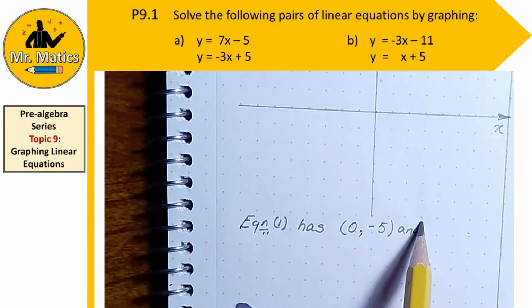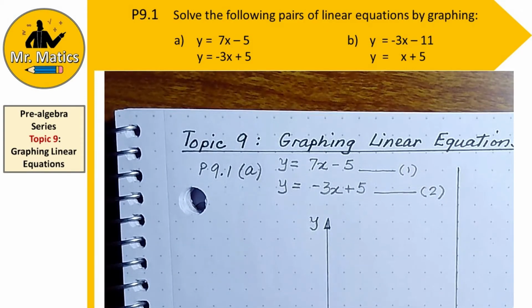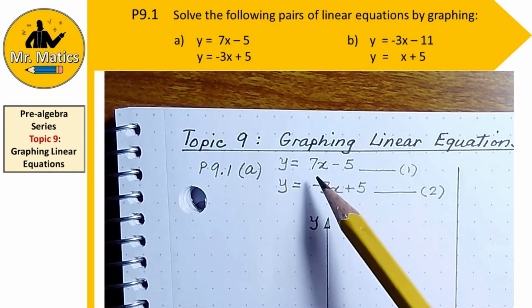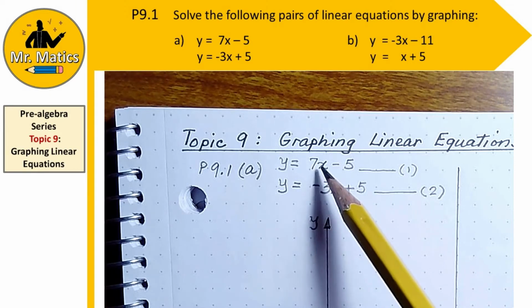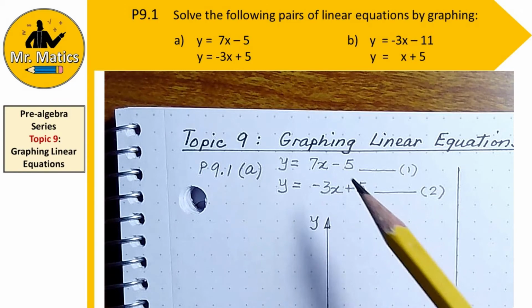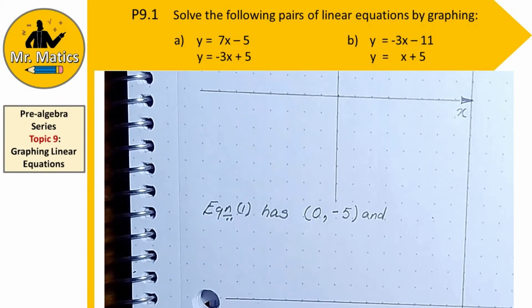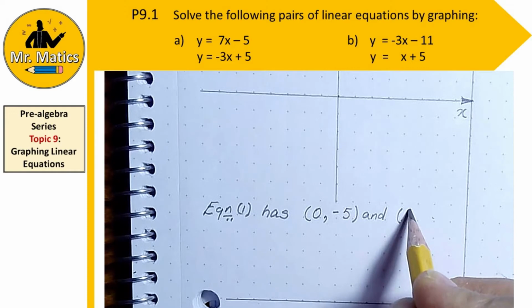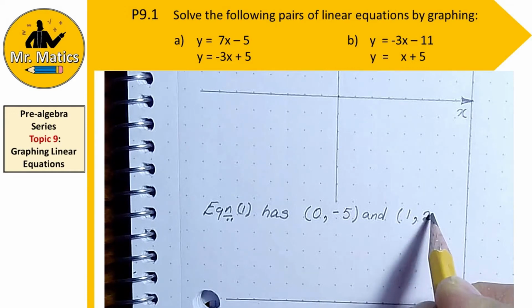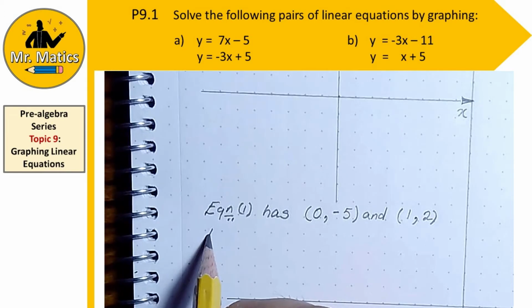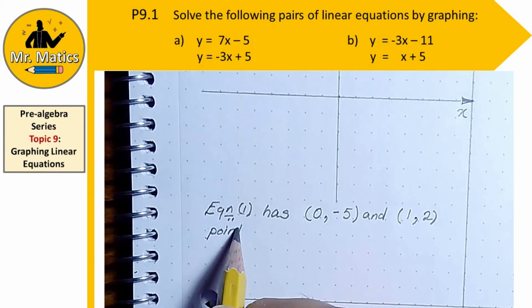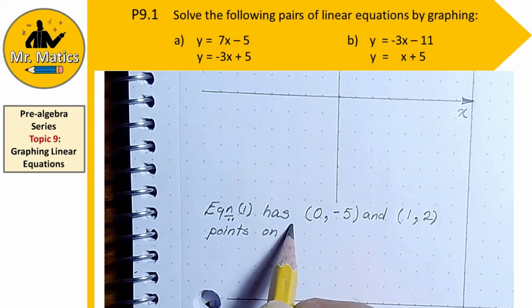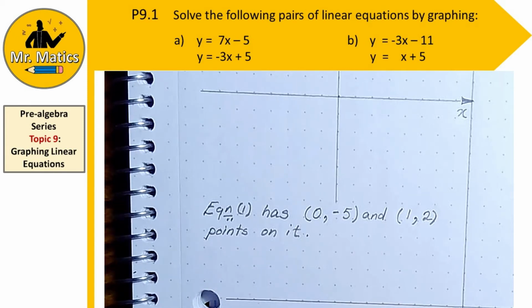And let's find another point. Let's put another value of x. Let's say x is 1, then it's 7 minus 5 equals 2. So if x is 1, y will be 2. So we just complete the sentence. Equation 1, which is a line, has 0, comma, minus 5 and 1, comma, 2 points on it.